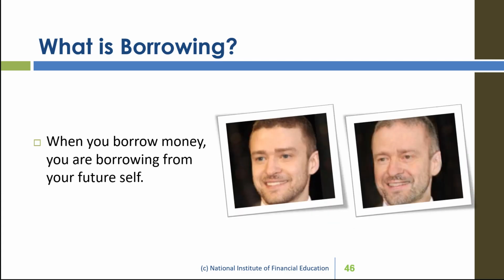So what is borrowing? Think about it this way. On the left, we see a well-known celebrity. We'll call him Justin. And when he borrows money, he's borrowing it from his future self. Now, he doesn't know that future self yet. He doesn't know that this is what he is likely to look like in the future, but at some point he will be older in the future.